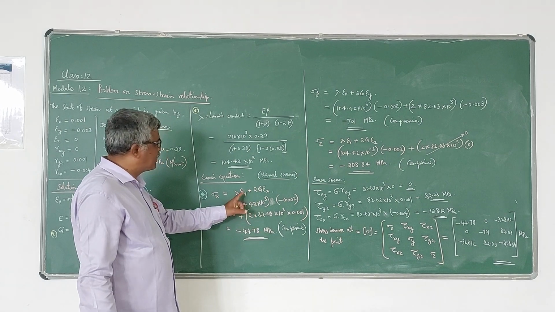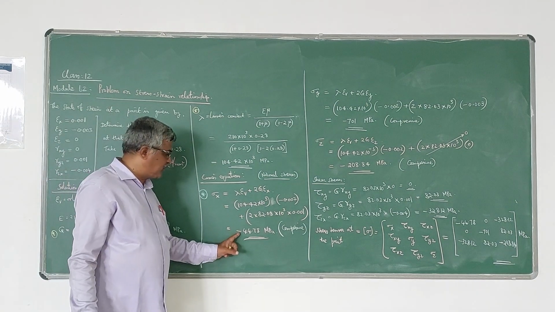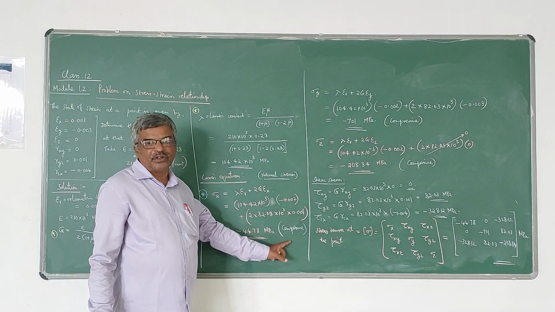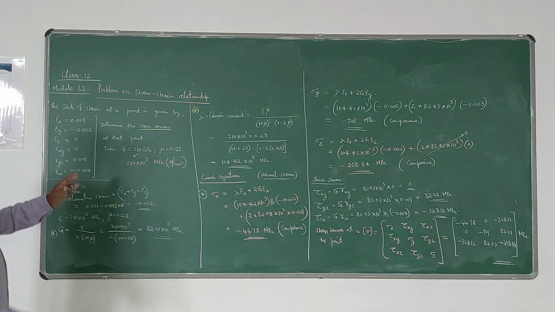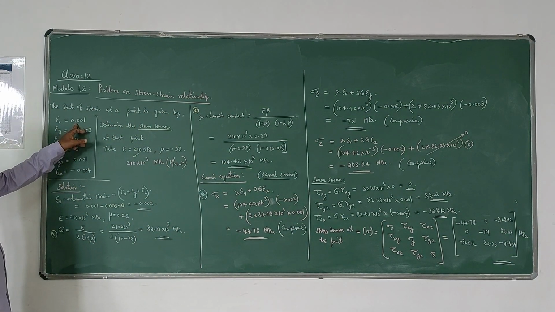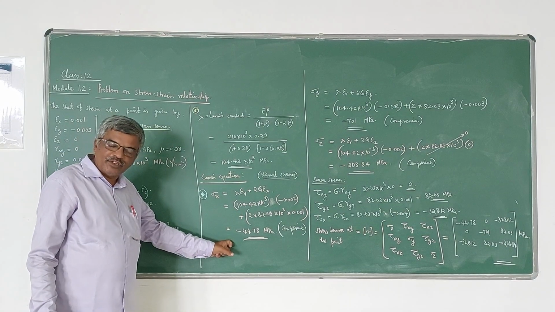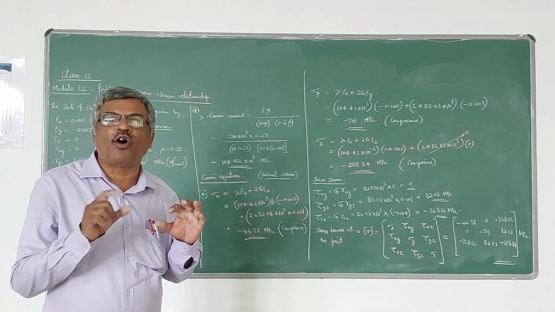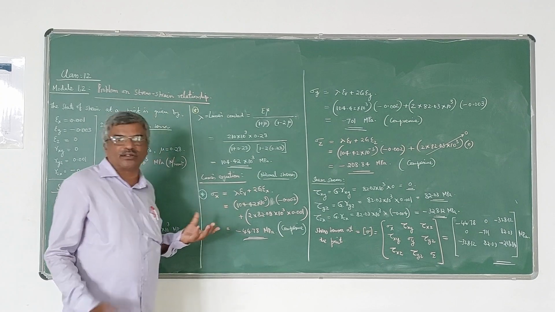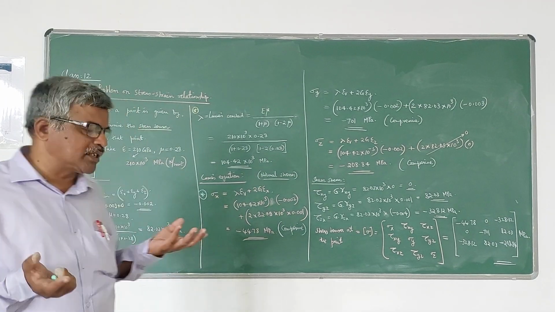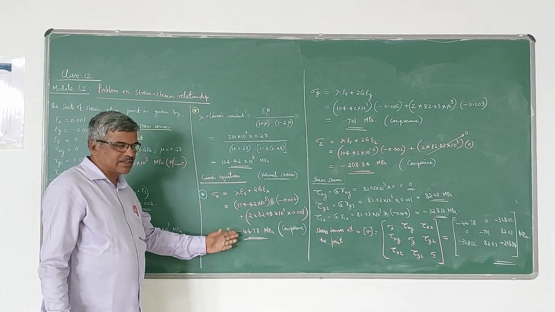Whatever units of E are there, the same units you are going to get for the sigma values. The negative sign indicates that it is compressive stress. One thing you can observe here: even though the strain in x direction is positive, the stress in x direction has come as negative. This is because of the net effect of all the stresses acting in all the 3 directions. That is very important. It is not a uniaxial stress. Stresses are acting in all the 3 directions. That is why you have got sigma x as negative here.